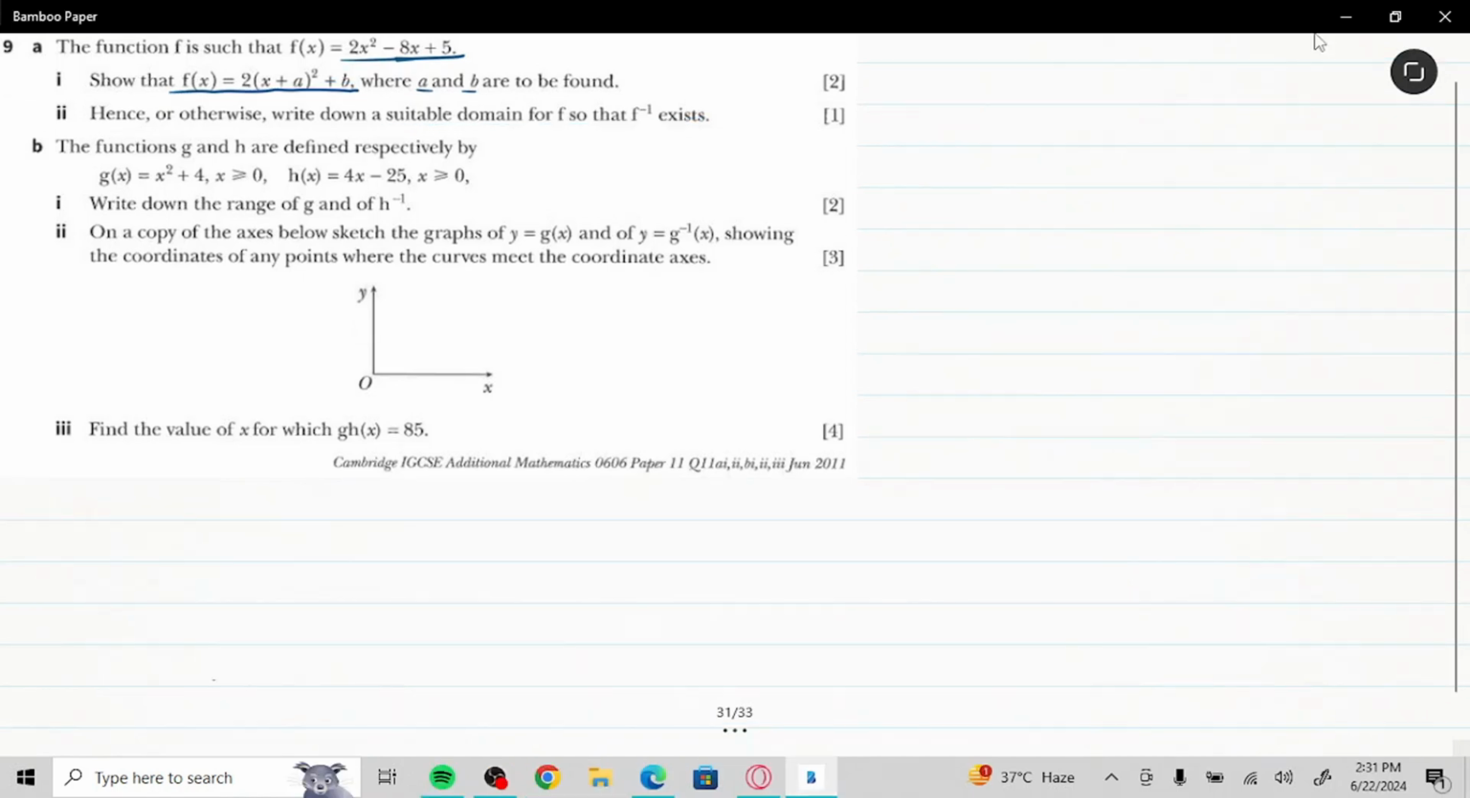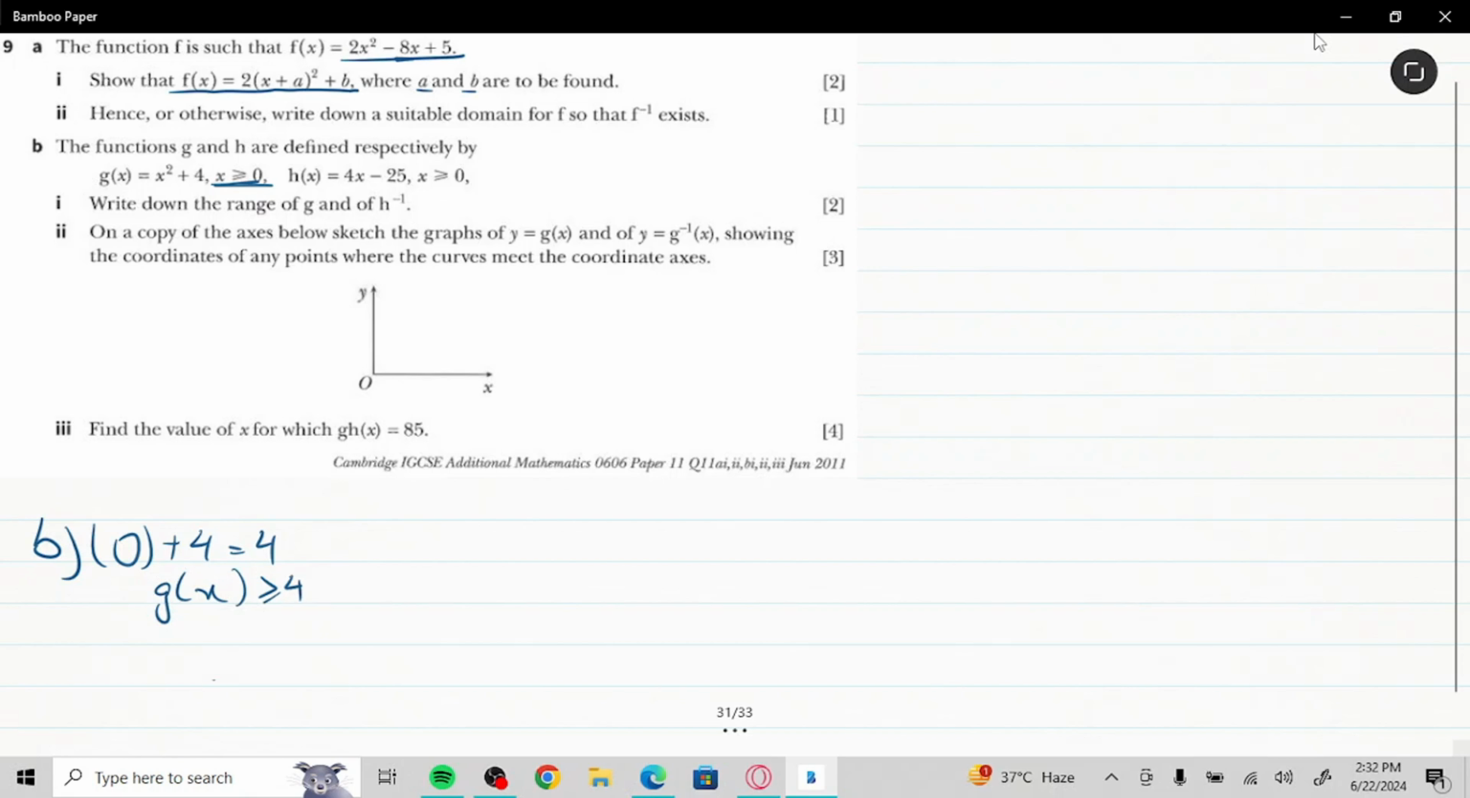Okay, for part B, what we have is g(x) and h(x), and we have to write the range of both of these. For g(x), the minimum value of x is 0, and anything greater than that is going to be a positive value. So first of all, input the minimum value we can have: 0 plus 4 is equal to 4. If we input the lowest domain value, we get the lowest value of 4. So g(x) is greater than or equal to 4. It can't be lower than that.